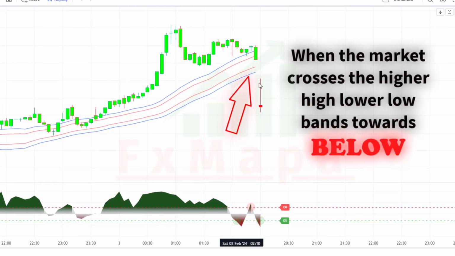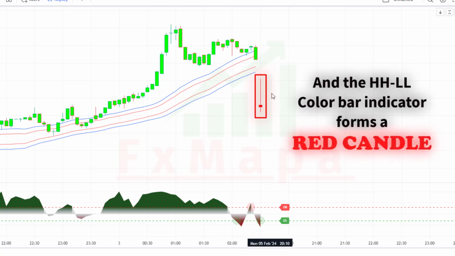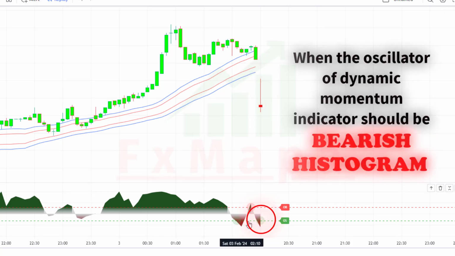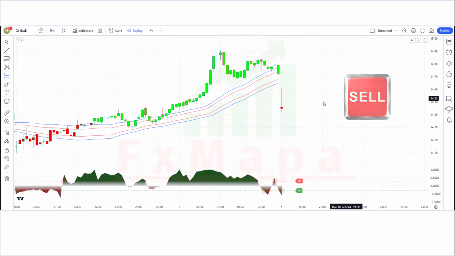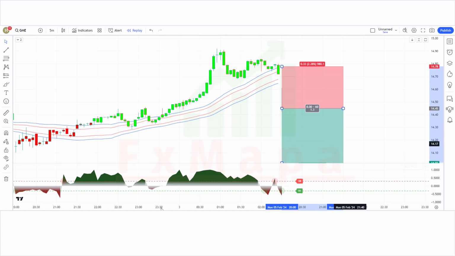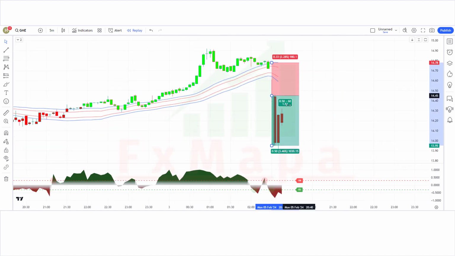When the market crosses the higher high lower low bands towards below, and the HHLL color bar indicator forms a red candle for confirmation, and the oscillator of the dynamic momentum indicator shows a bearish histogram, if this condition is fulfilled, then we will place a sell order. Our stop loss will be placed at the HHLL strategy higher level, and the risk to reward ratio will be 1:1.5. The market has completely hit the target.